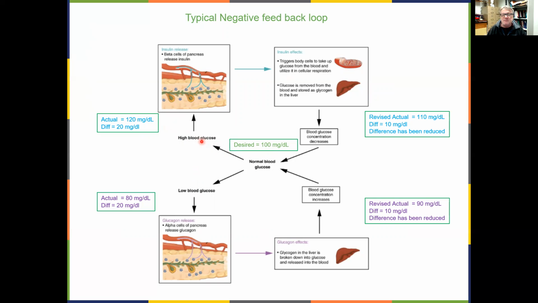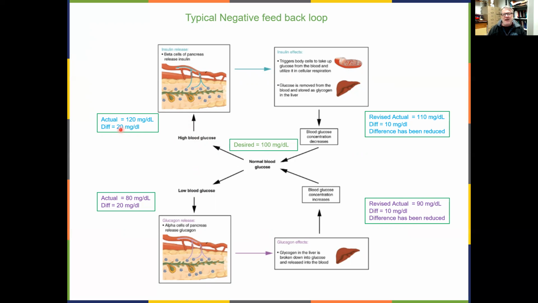It's a protein that's built into the pancreas, actually. And the sensor in the pancreas will detect that the actual blood glucose level is 120 milligrams per deciliter. Remember, the set point, or the desired blood glucose, should be 100 milligrams per deciliter. So that means we have a difference of 20 milligrams per deciliter, 120 minus 100.